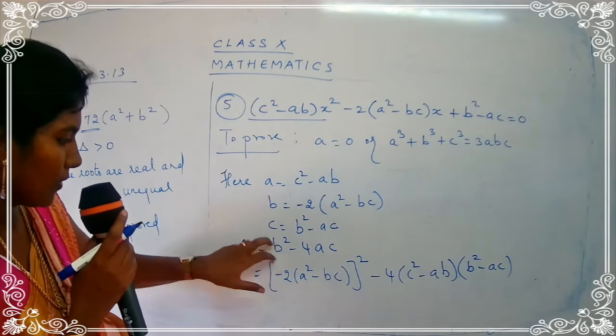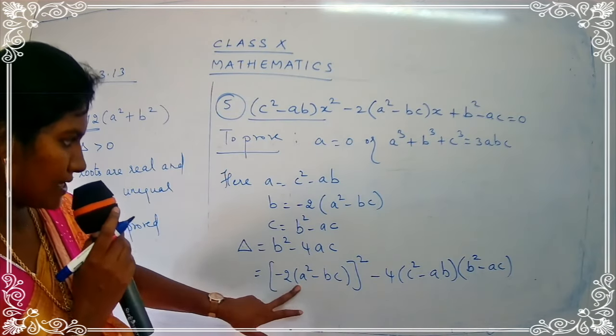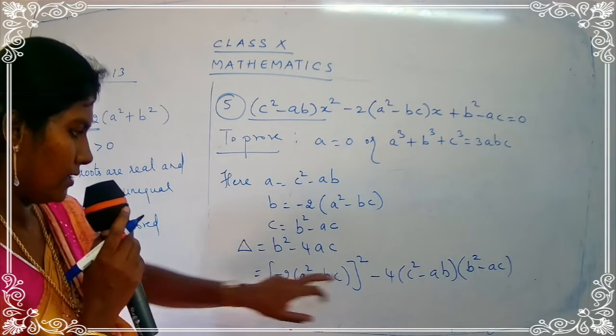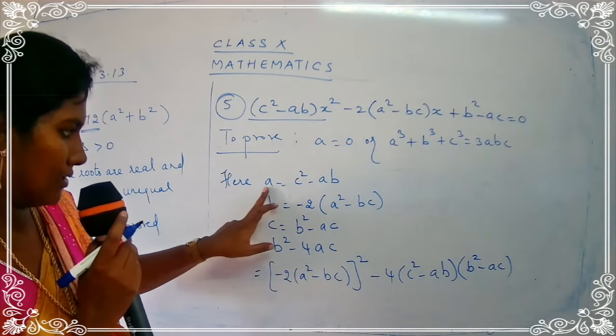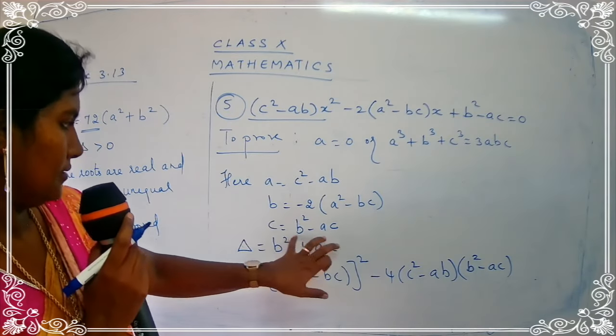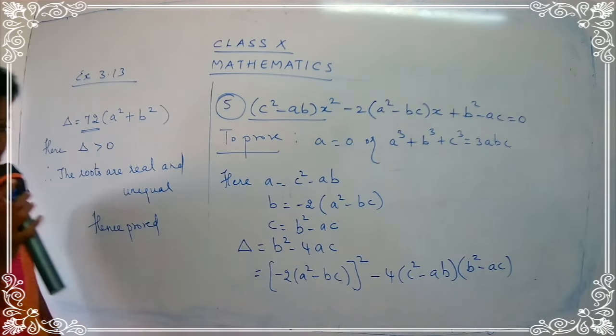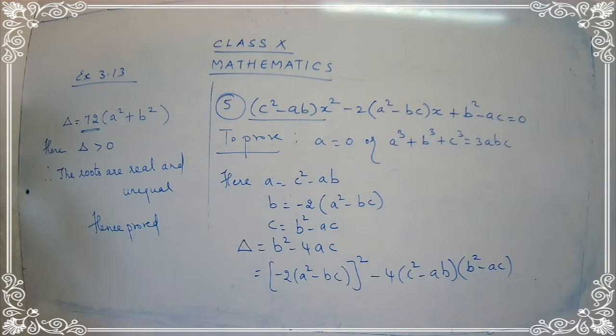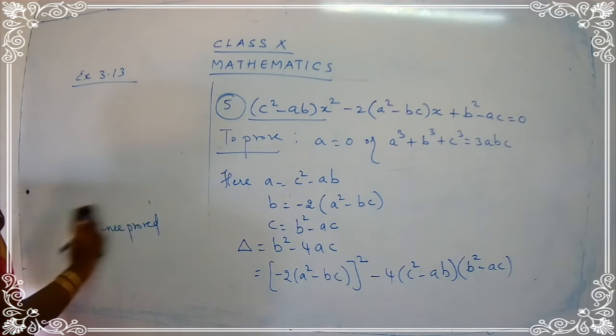Let me check it. B square minus 2 a square minus bc the whole square, minus 4 a, c square minus ab, c. Yes, b square minus ac. So we have substituted the values for delta, that is, I have substituted the values for b, a and c. Let's proceed with the work, children. I hope you are doing the sums along with me. Follow the steps, children.